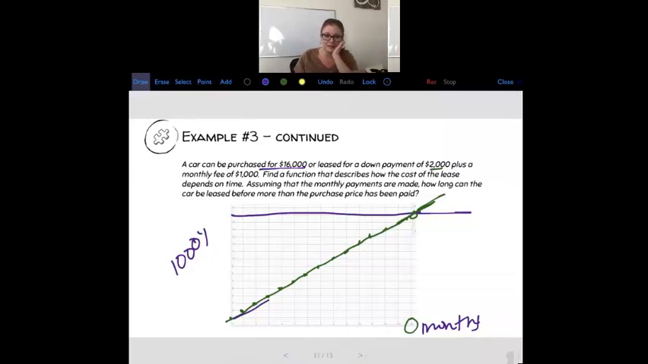Okay, so comparing two things like that using a graph could be really useful.